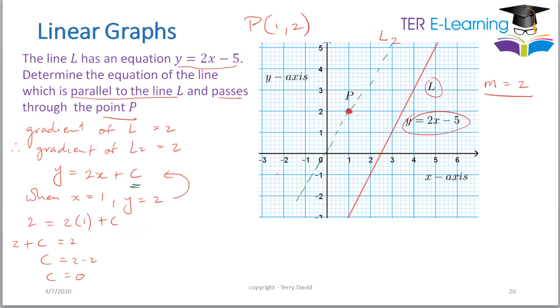So you worked out that c is equal to 0, therefore the equation of that line that they are asking us to find is y equal to 2x. Since c is equal to 0, we're not going to write 2x plus 0, right? So this is the final answer. Y is equal to 2x. All right?